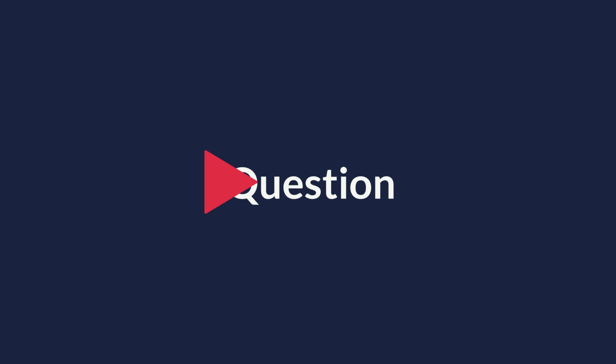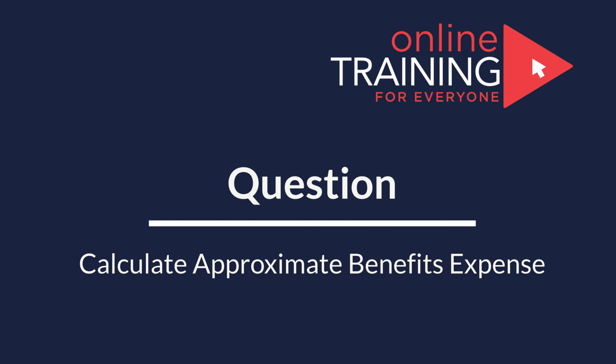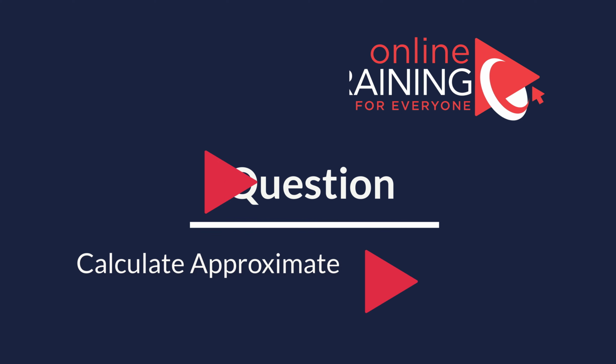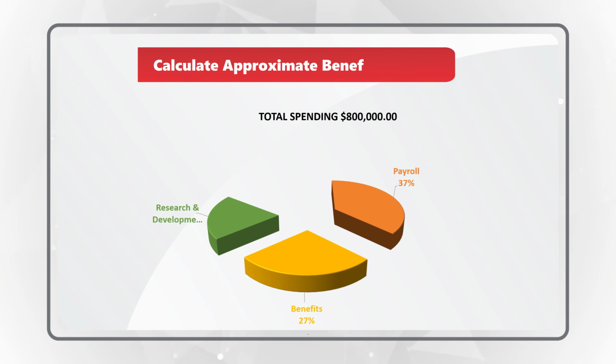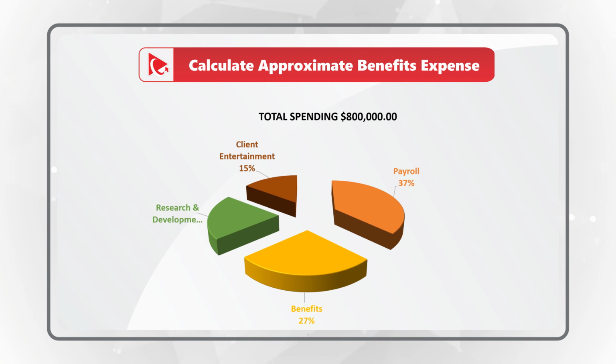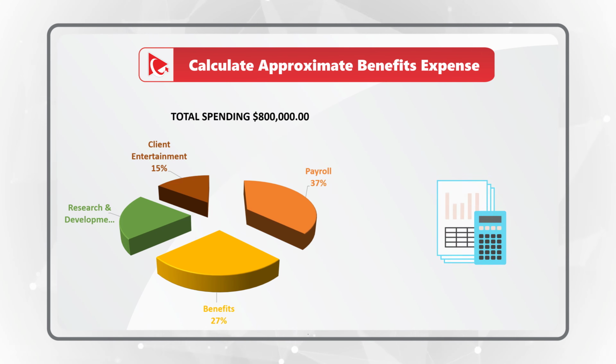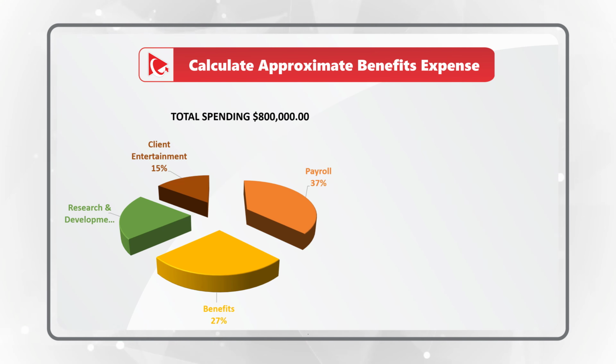Here's an amazing question with an unusual twist, which tests your knowledge of pie charts. You're presented with total spending for the organization, and you need to calculate the approximate benefits expense. In addition to benefits expense, you see payroll expense, research and development expense, as well as client entertainment. And your final selection is within one of four possible choices.